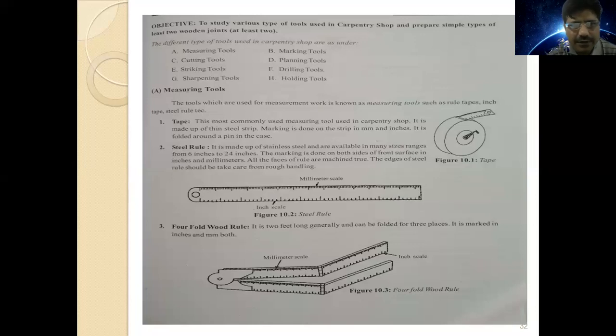There we make different types of wooden joints. T joints are there, C joint is there, L joint is there, and all these are made of soft wood, which we'll discuss. Before talking about carpentry, we must know the carpentry tools. There are eight types of carpentry tools: measuring tools, cutting tools, striking tools, sharpening tools, marking tools, planing tools, drilling tools, and molding tools.